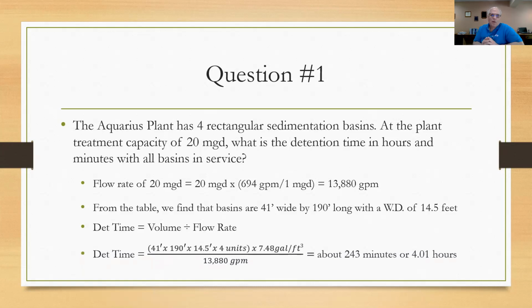And I've got that listed as 41 feet by 190 feet by 14.5 feet deep times 4 units. And then I multiplied by 7.48 gallons per cubic foot. So change those to gallons, and I divide it by the gallon per minute rate. I come up with about 243 minutes, or about 4.01 hours. Hope we did well on that. Let's move on to question number 2.